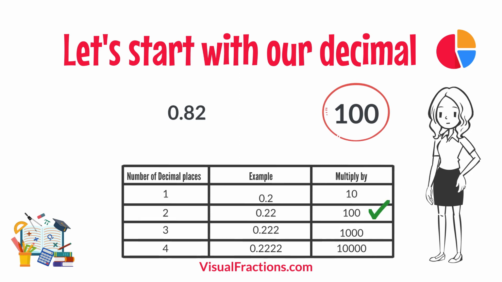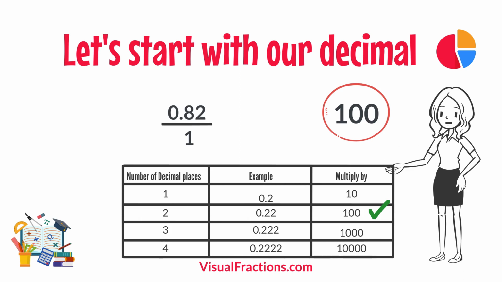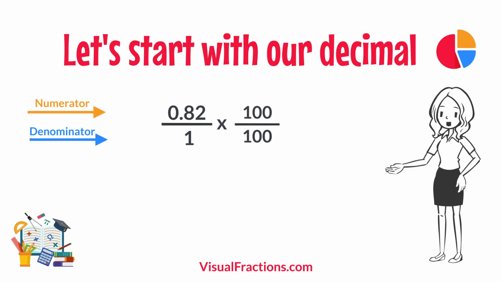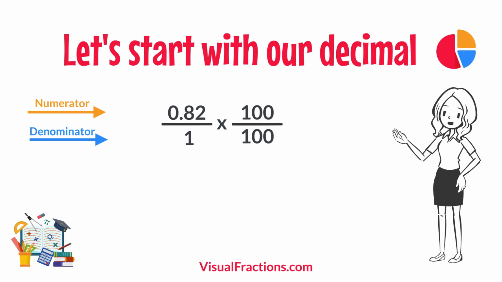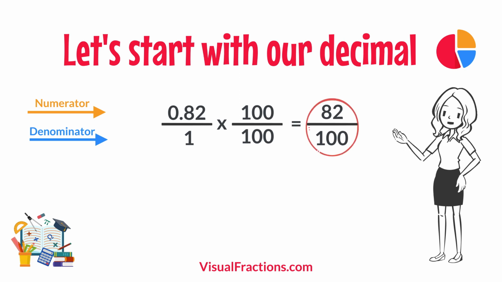To convert this decimal into a fraction, you initially put it over 1, essentially treating the decimal as the numerator in a fraction where the denominator is 1. This sets up the conversion process where we multiply both the numerator, the decimal, and the denominator, 1, by 100 because there are two decimal places. So, 0.82 times 100 gives us 82, and 1 times 100 gives us 100. This translates 0.82 to the fraction 82 over 100.